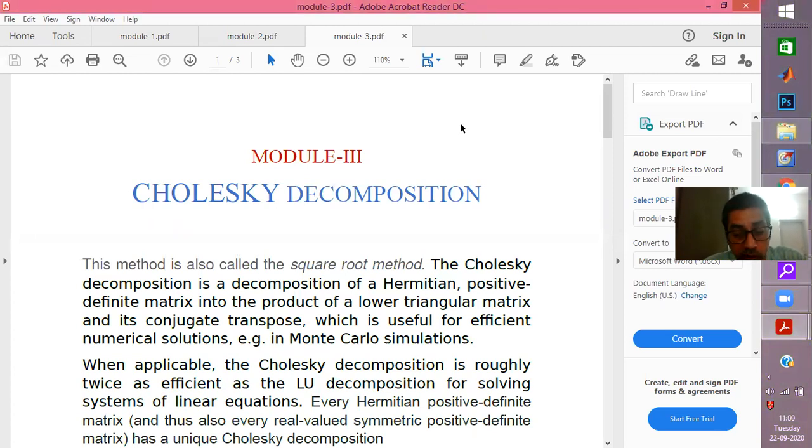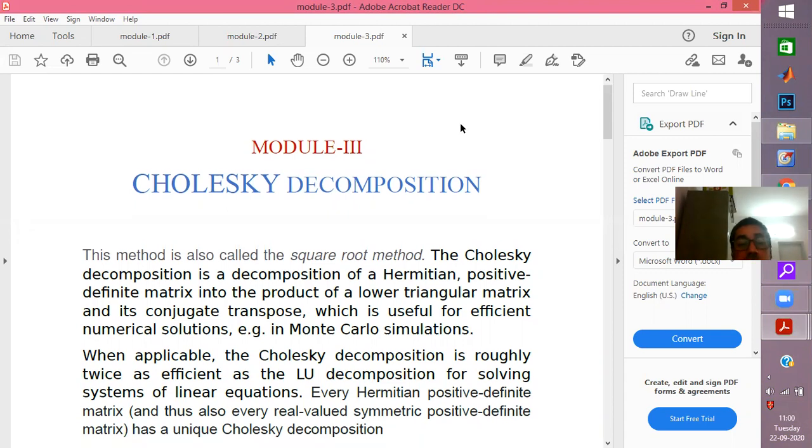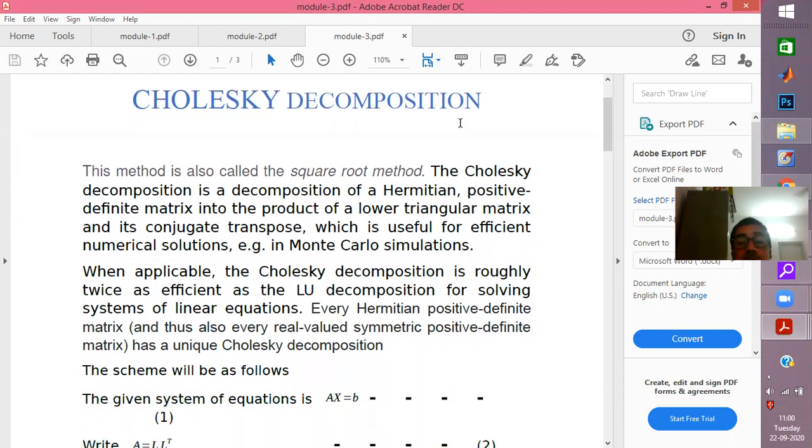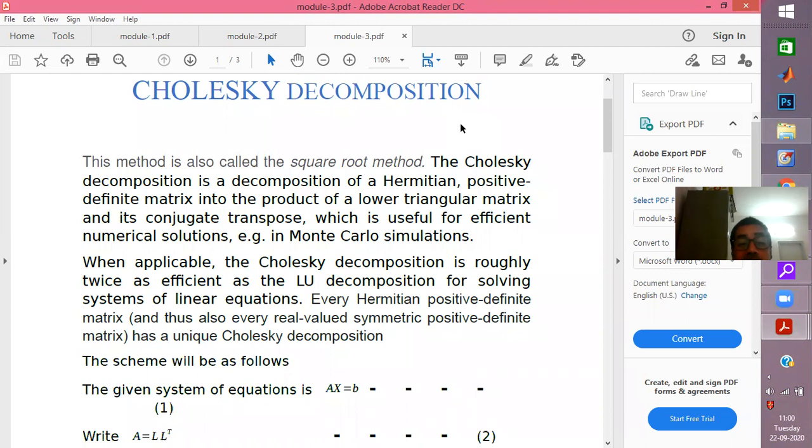In the case of a complex square matrix, it is a lower triangular matrix multiplied by its conjugate transpose. This particular method is highly useful for Monte Carlo simulations and very useful in efficient numerical solutions. Now, what about the computational aspects? When applicable, the Cholesky decomposition is roughly twice as efficient as LU decomposition for solving a system of linear equations.